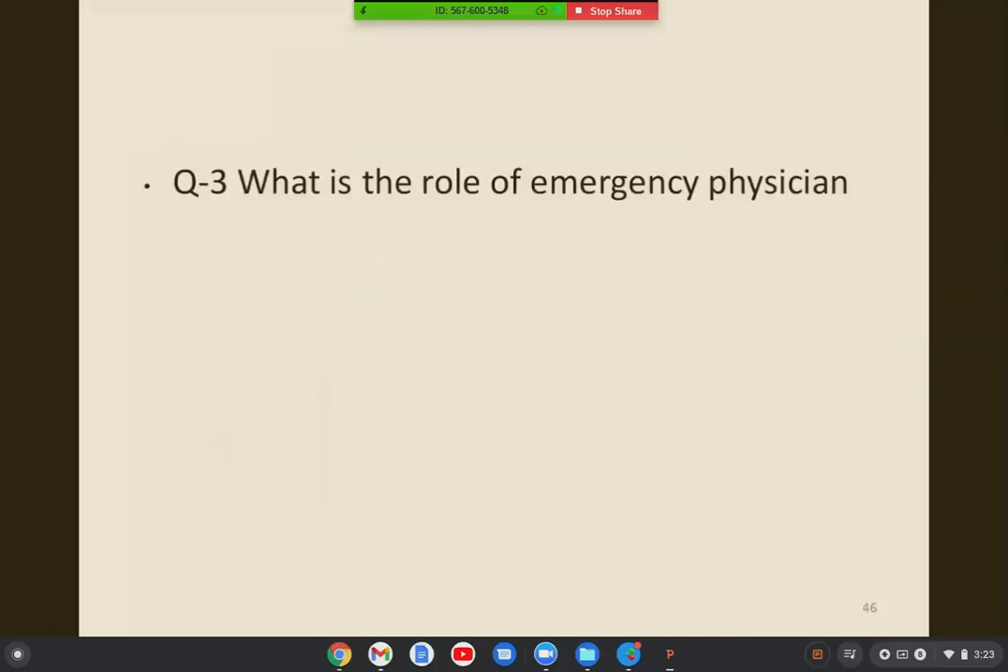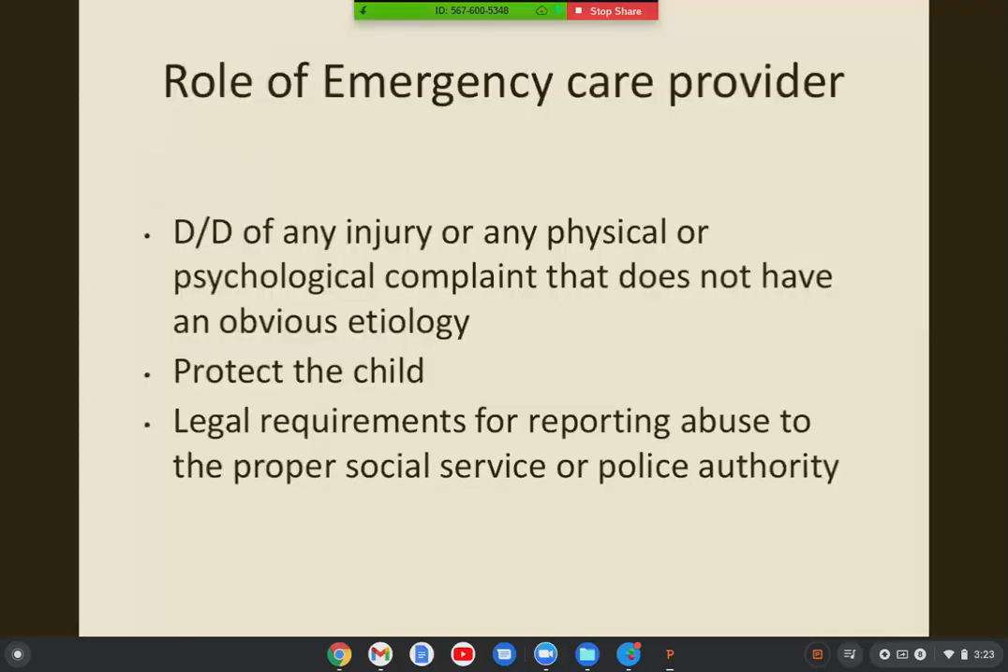What is the role of the emergency physician? The role of the emergency physician is to have a differential diagnosis of any injury or any physical or psychological complaint that does not have an obvious etiology, and to keep child abuse in your differential. Protect this child, report this abuse, and involve the social service or police authority in your area, however you are ready to deal with such issues with the children you are handling.